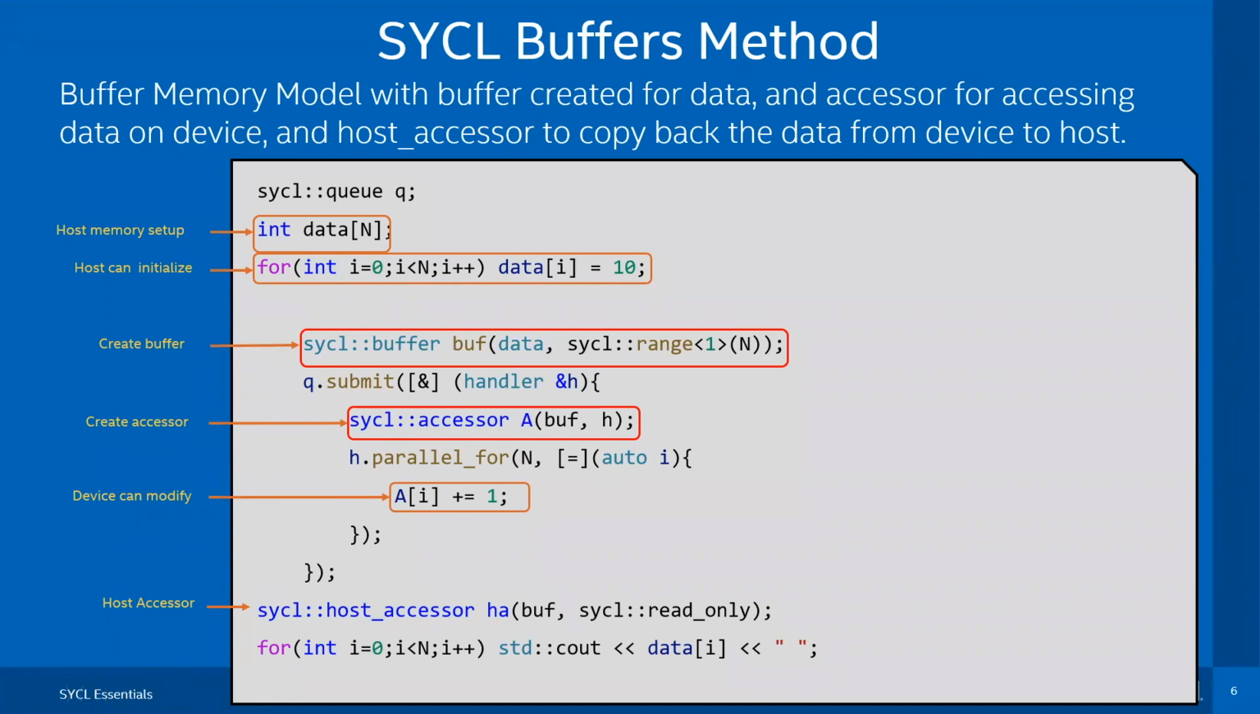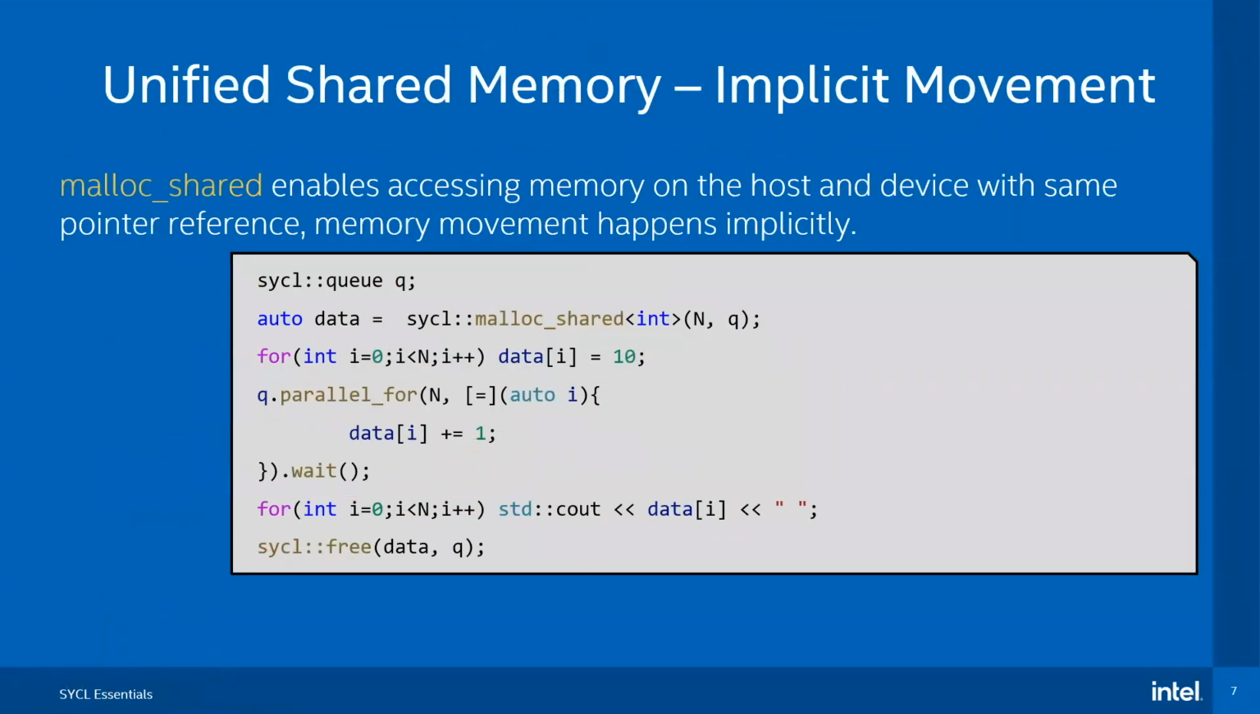in SYCL. So let's compare this with the unified shared memory model for the exact same example, right? So let's look at the unified shared memory model. There are two methods. One is implicit movement, and you can see that straight away the code is very small compared to the buffer example that we looked at.